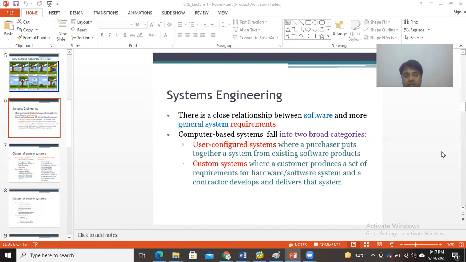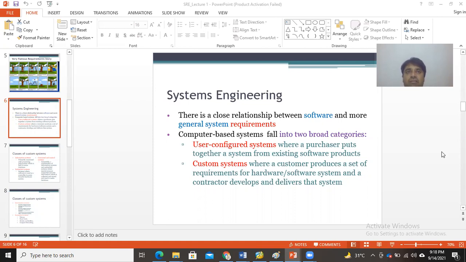Normally, when we categorize computer systems, or computer-based systems, they are divided into two broader categories. The first one is user configured system, and the second one is custom system. The difference is that when a purchaser puts together a system from existing software products, we call that system a user configured system. We are considering the system as a software system where a purchaser puts together a system from existing software products. So we say this is a user configured system.